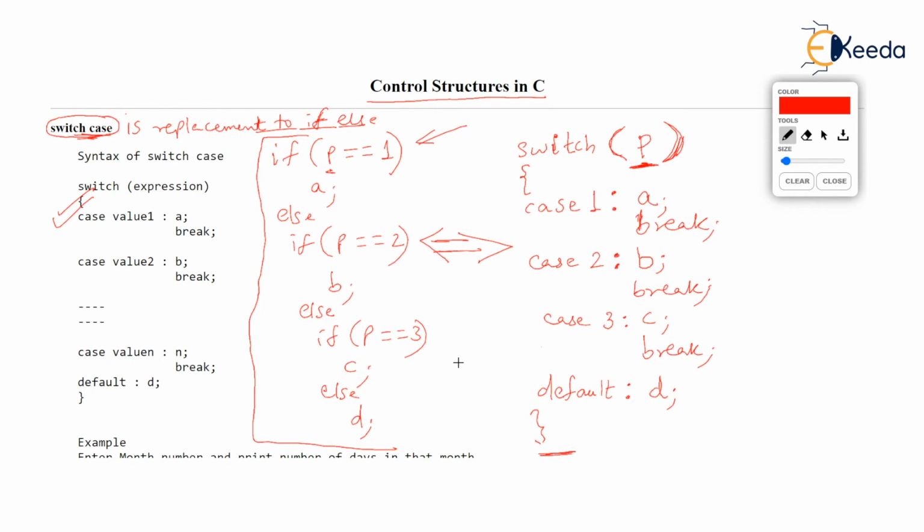Now, what if p is 4? Come on. If p is 4, everybody knows that D runs, isn't it? Check. p equal to 1 is false. So else if p equal to 2 is false. So else if p equal to 3 is false. So D runs. The last else executes.